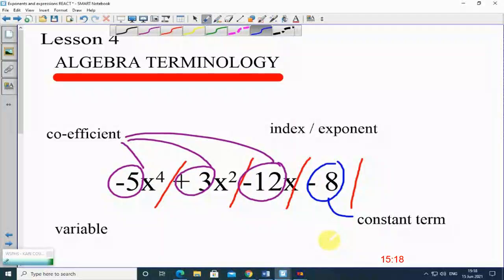We know that if we sub in a value for x, that whole term will have a full numerical value. Like say we let x be 1. Then x to the power 4 would be 1 times 1 times 1 times 1. And this whole term would become minus 5 times all those 1s. The whole term's value would be minus 5.